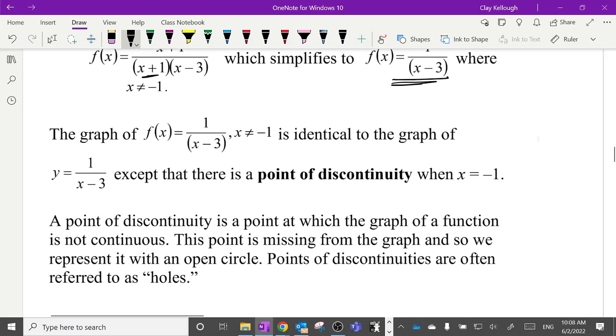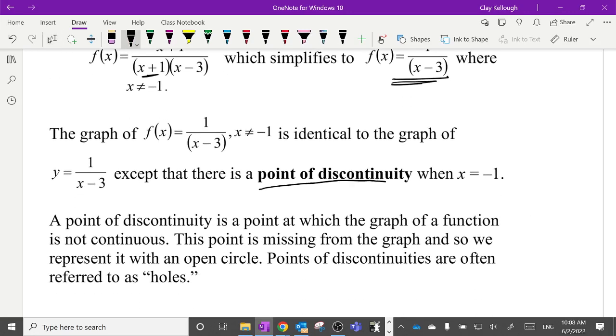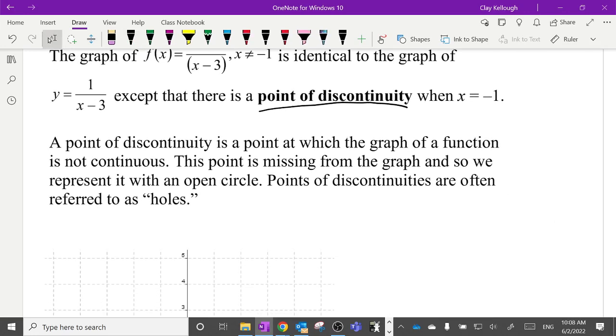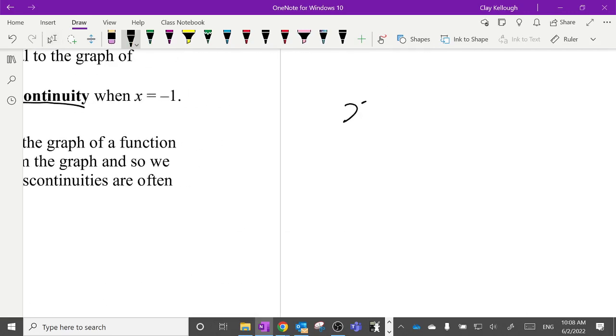So we have what's called a point of discontinuity. A point of discontinuity is a point at which the graph of a function is not continuous. This point is missing from the graph. We represent it with a little open circle. Points of discontinuity are often called holes. You've seen this before, using open circles to represent numbers that don't exist. Remember in grade 9, graphing what that looks like?